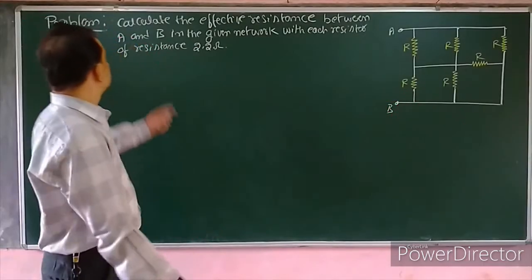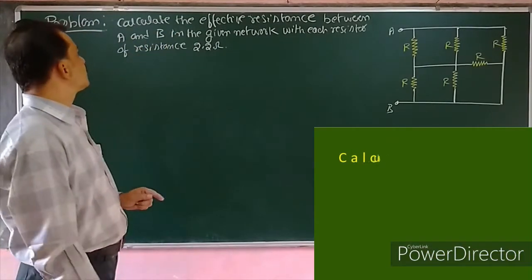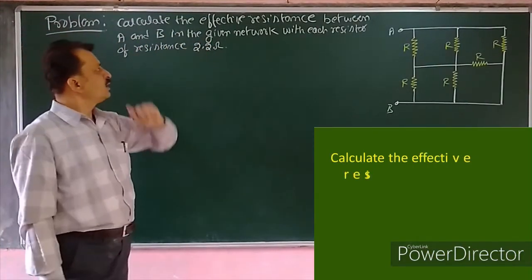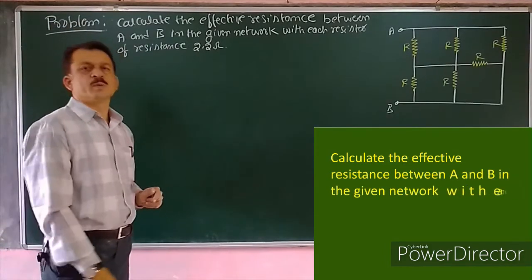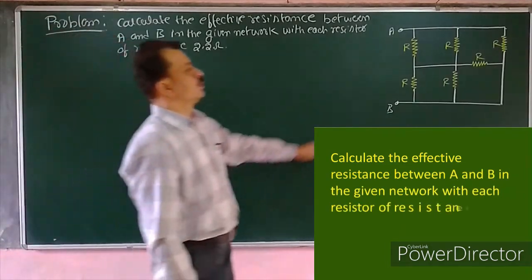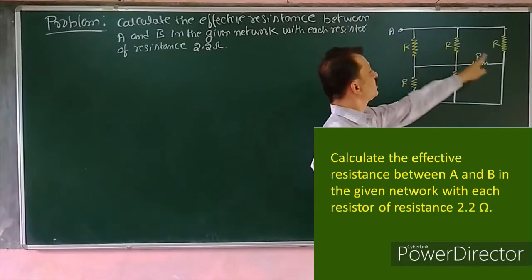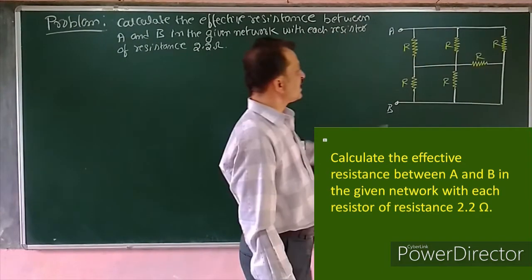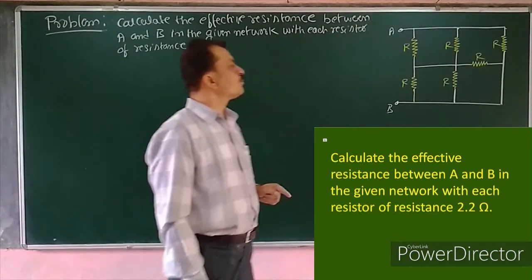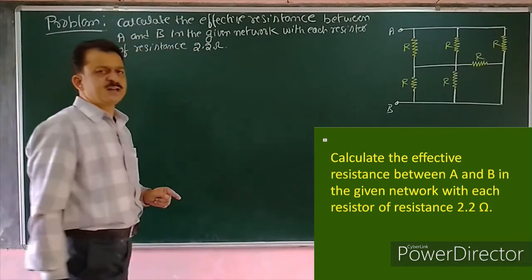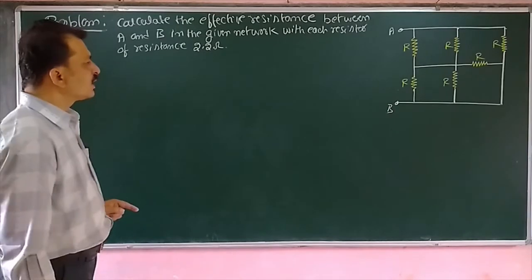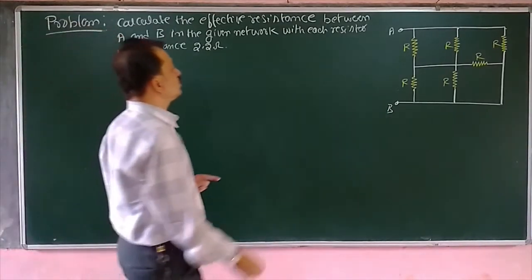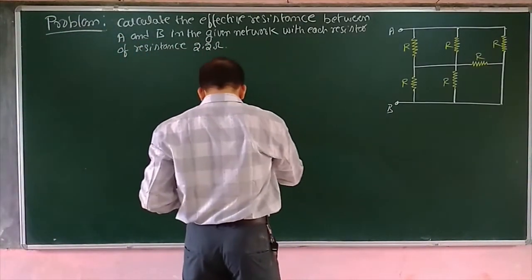Next problem: calculate the effective resistance between A and B in the given network, with each resistor of resistance 2.2 ohms. They have given a network of 6 resistors arranged in the network. We have to calculate the equivalent resistance. Each resistance is 2.2 ohms. Now we will start from here.